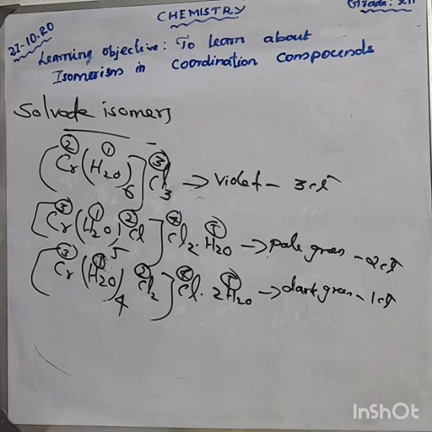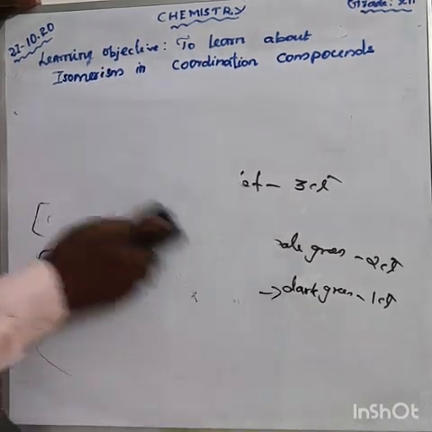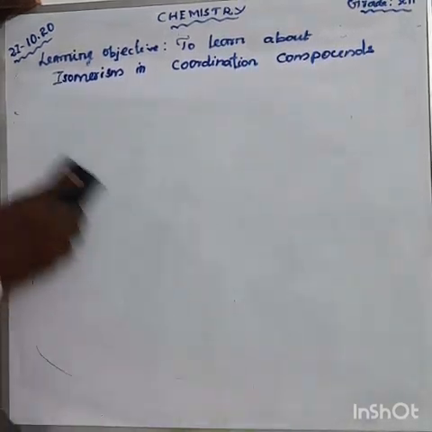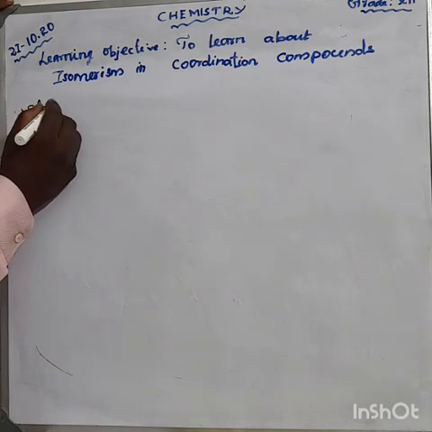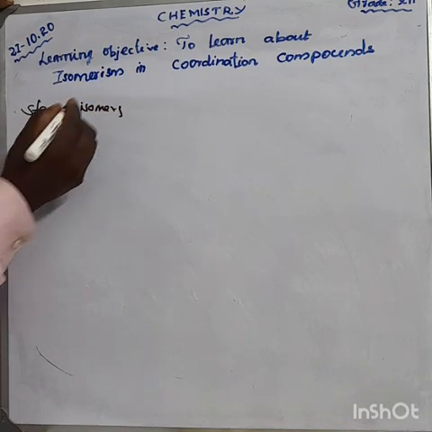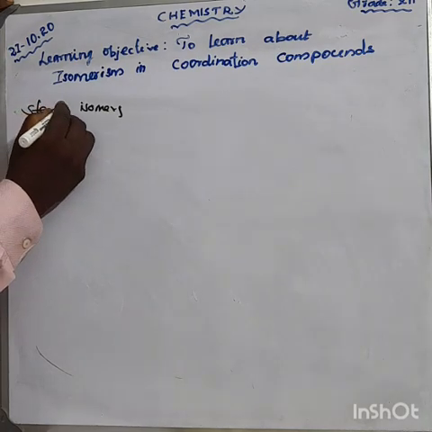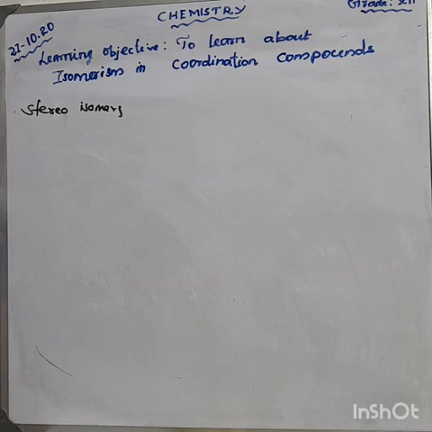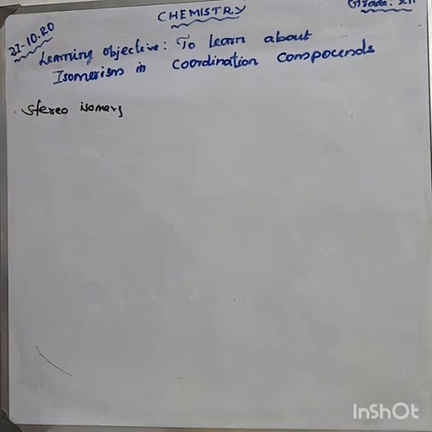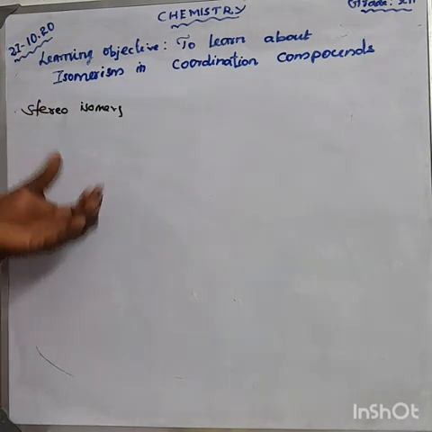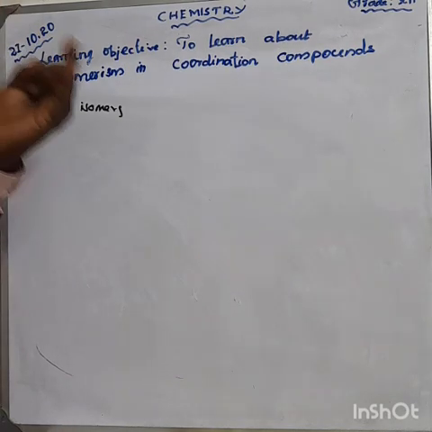Next, about stereoisomers. What are stereoisomers? Here, the coordination compounds have the same chemical formula and the same connectivity between the central metal atom and the ligands, but they differ in the spatial arrangement of ligands in 3-dimensional space. Here they are classified into 2 types: one is geometrical isomerism and another one is optical isomerism.